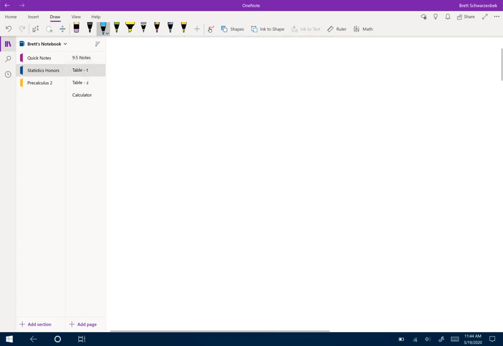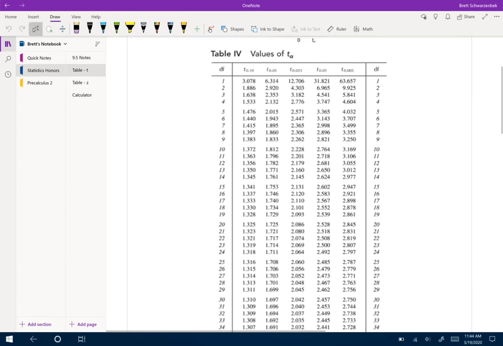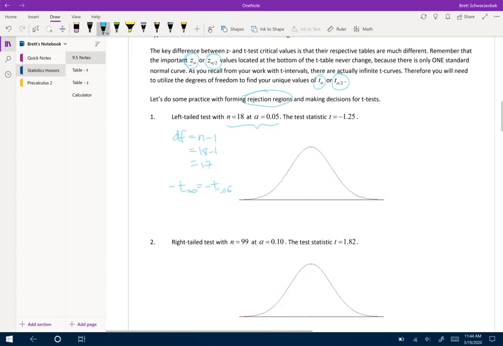So we're going to go over to the t-table, and we're going to find degrees of freedom 17, and we're going to find t sub 0.05, it doesn't matter if it's negative, and we're going to locate 1.740 as our key value. So we're going to go over to the negative side, and negative t sub 0.05 is negative 1.740.